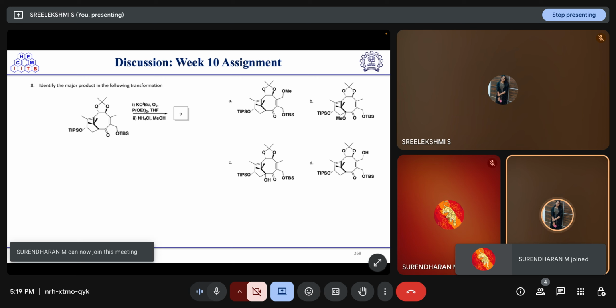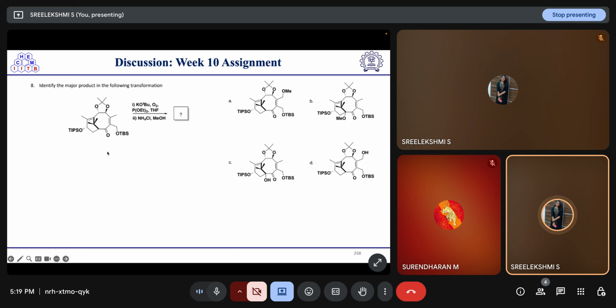So the next question is, identify the major product in the following transformation. Here this particular compound is treated with potassium tertiary butoxide, oxygen, and triethoxyphosphane in THF, and in the second step with ammonium chloride. Which will be the major product formed here out of the four options given? So this is the compound. In the first step what can happen, and in the second step what can happen?